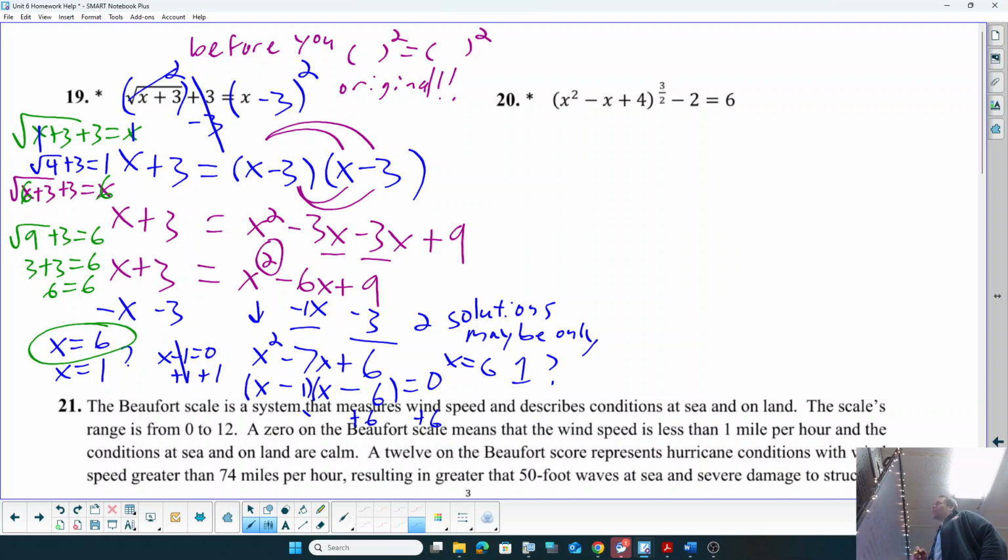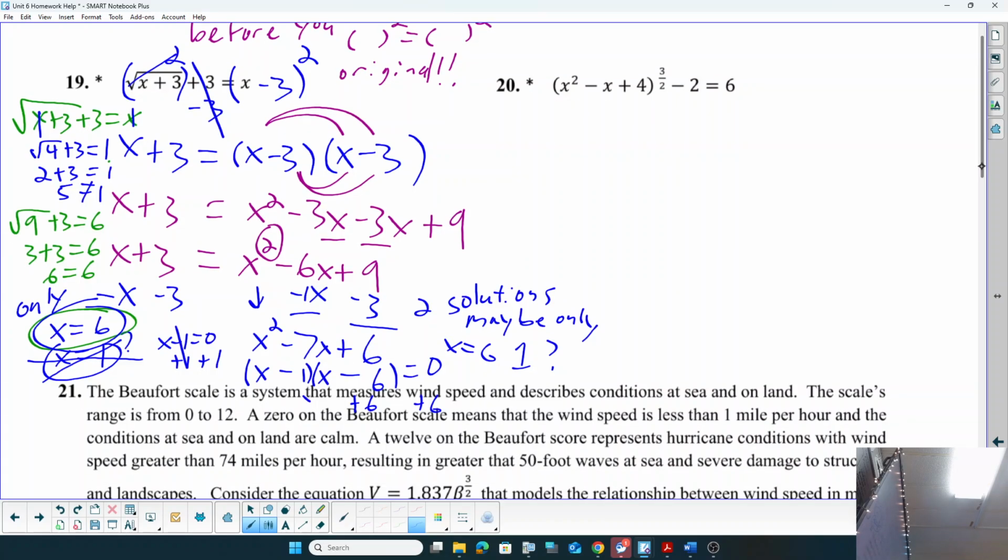Wait a second, the square root of 4 is 2. That doesn't work. Because the square root of 4 is 2, and 2 plus 3 is 5. And 5 does not equal 1. So that means that doesn't work. So only the 6 works, okay? For number 19, only the 6 works. So make sure you plug in your answers. Check your answers, make sure they work.